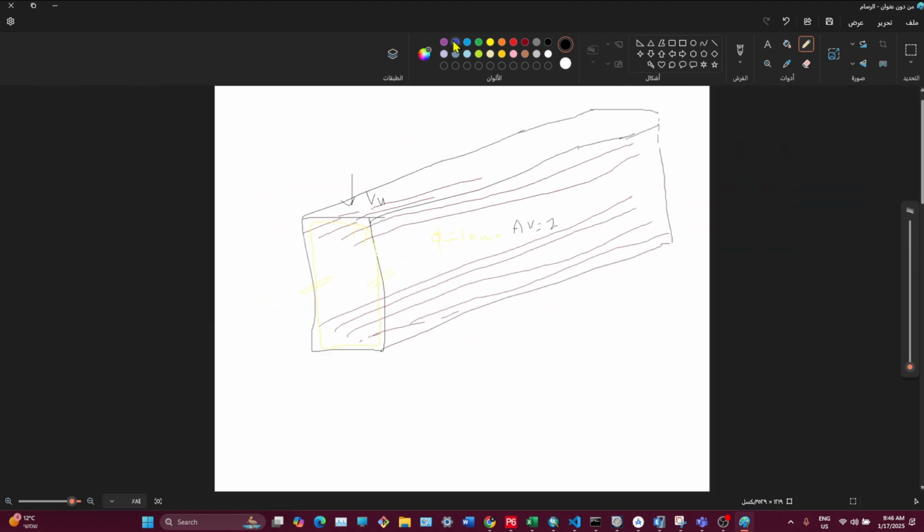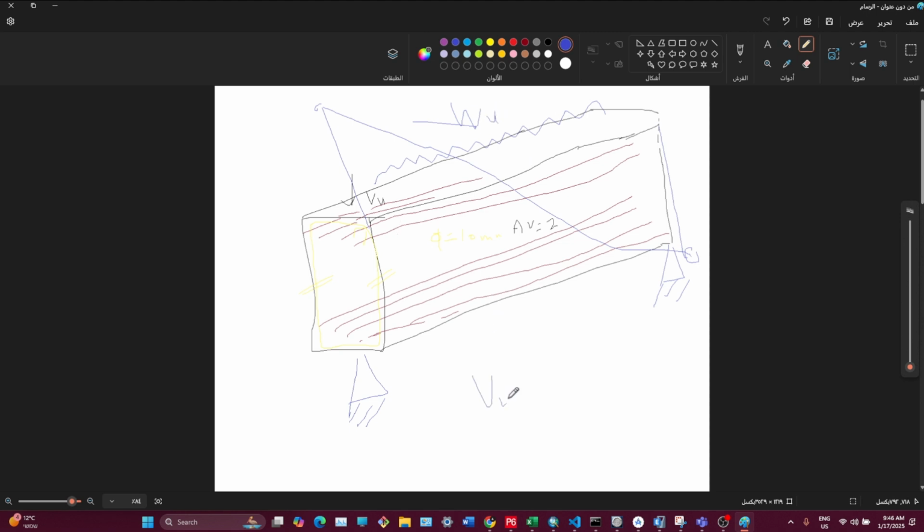We draw the diagram of the shear, we have this diagram, right? So we have here V ultimate, assuming here the support, and here is another support, a column, and this is a beam. So here we have V ultimate, right? And here also we have another V ultimate, which is equal, and here we have the distributed load, W ultimate.